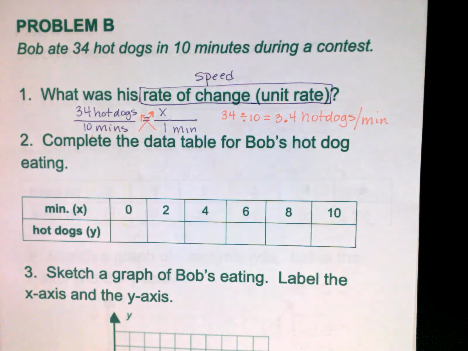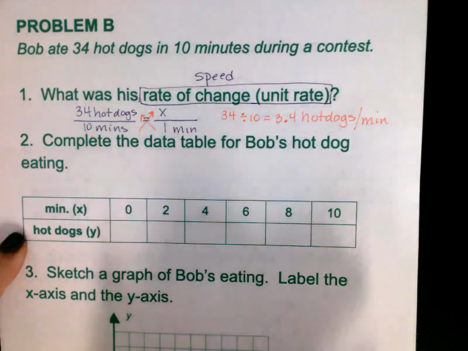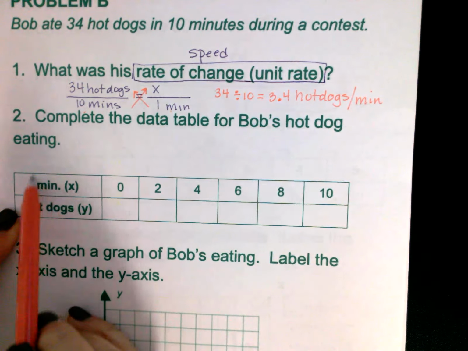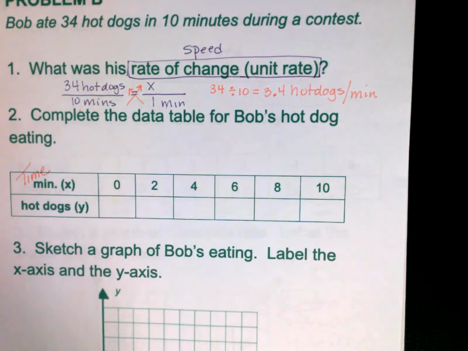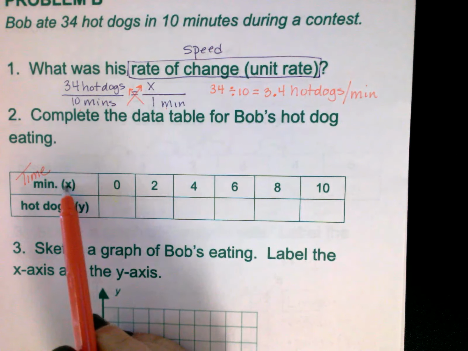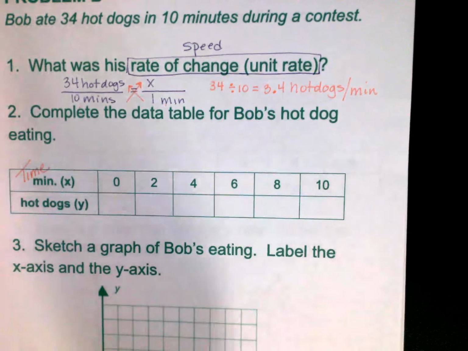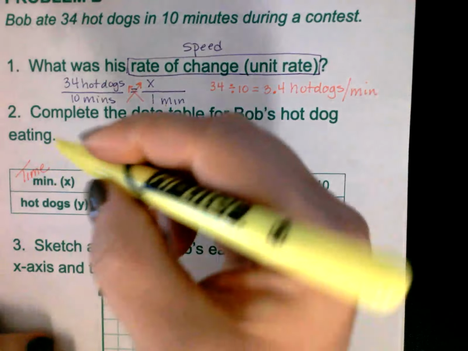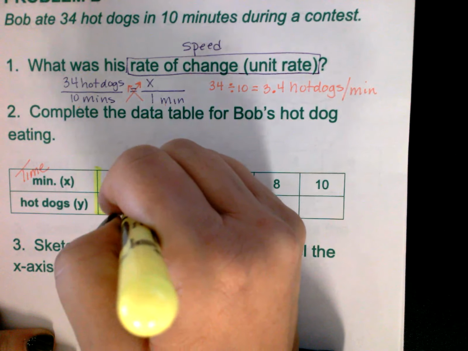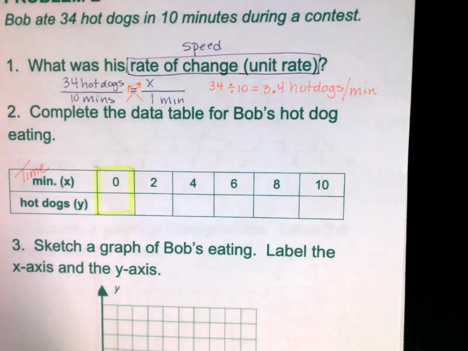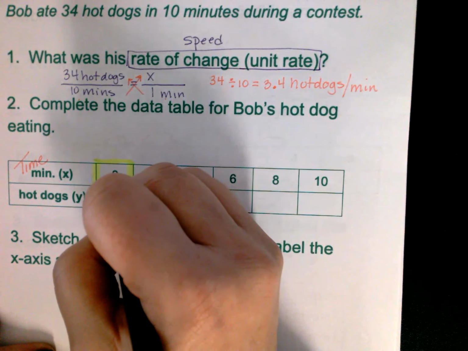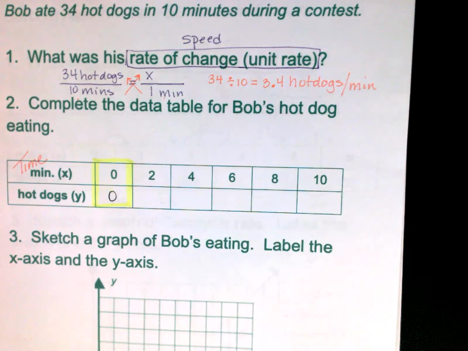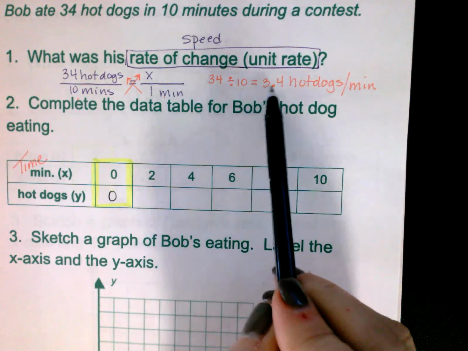My apologies. Okay, just like Carolyn, we're going to have time here because time is your independent variable. That is something we cannot control. Things you cannot control are always your x's. We will always start at time 0. So before the hot dog eating contest, at time 0, Bob did not eat any hot dogs. Okay, remember this.